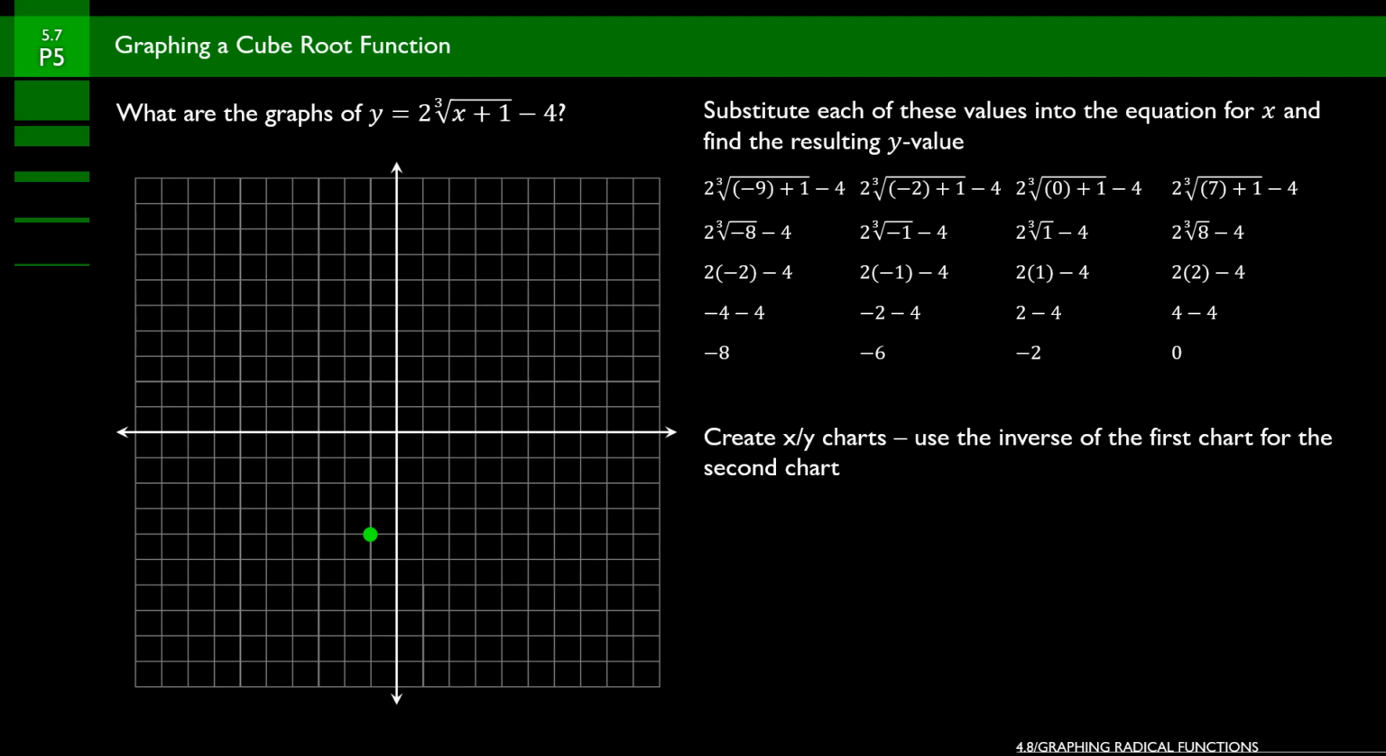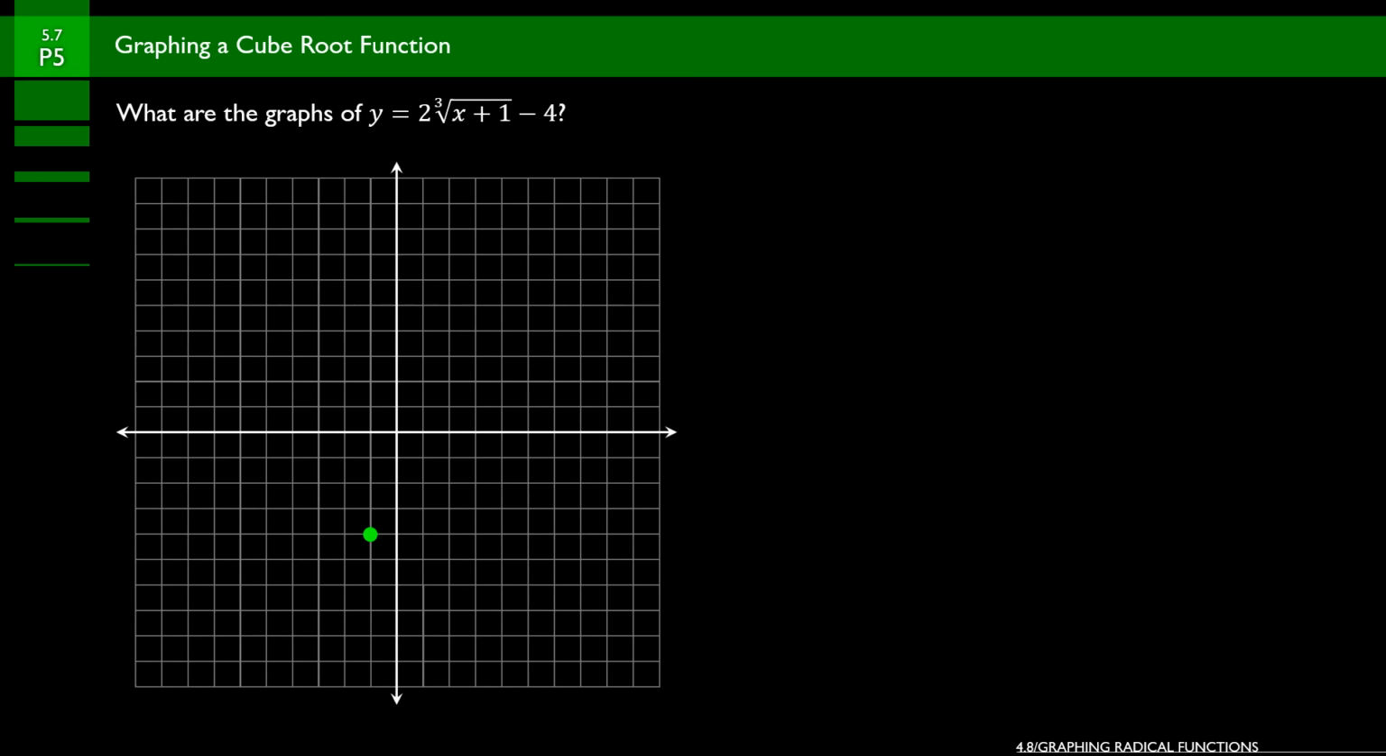So what value of x is going to give us -8 inside the radicand? We're going to substitute -9. What value of x is going to give us -1 in the radicand? That would be -2. What value of x is going to give us 1 in the radicand? That would be 0. And then what value of x is going to give us 8 in the radicand? And that would be 7. So when we sub all those in, the resulting y values that we get are going to be -8, -6, -2, and 0. Once you've got that, you can create your XY chart.